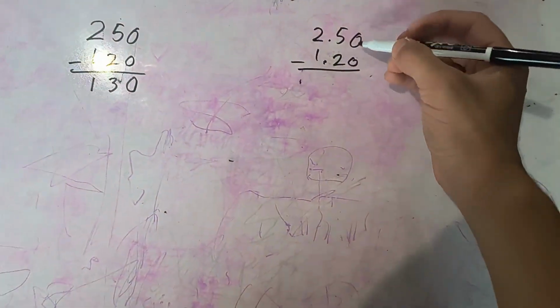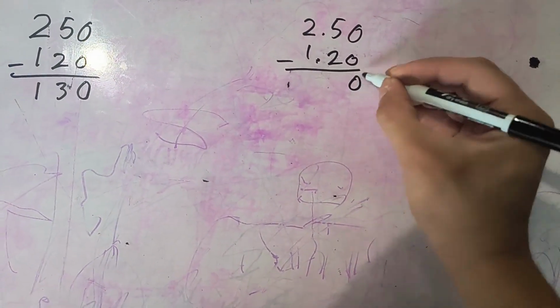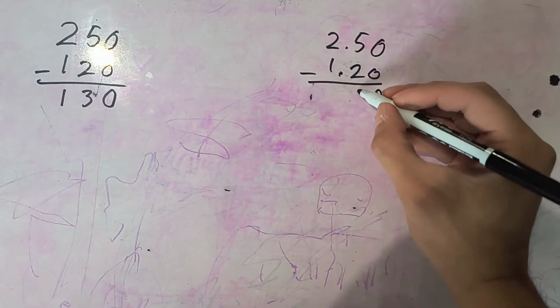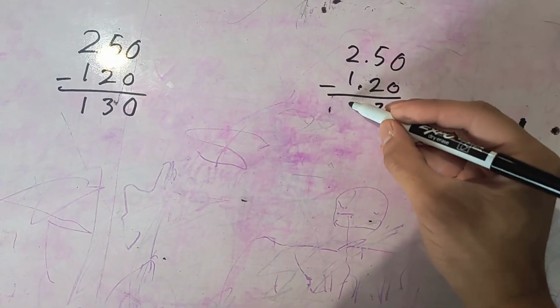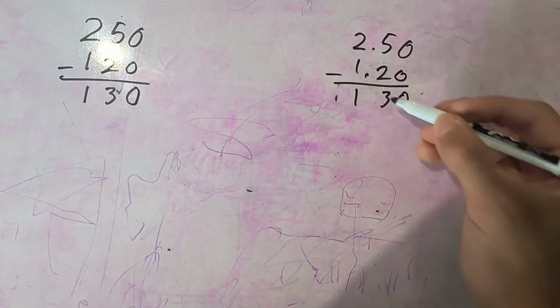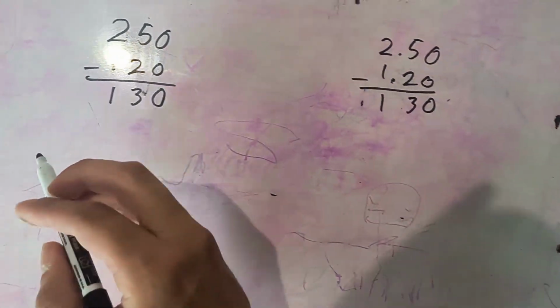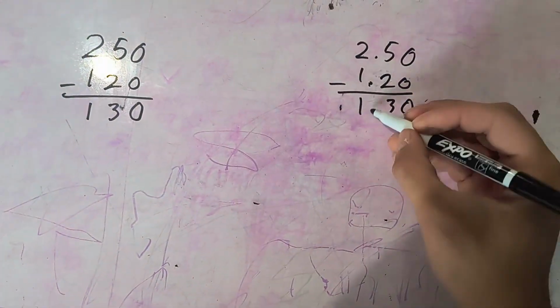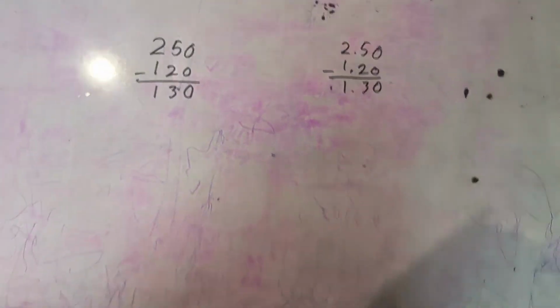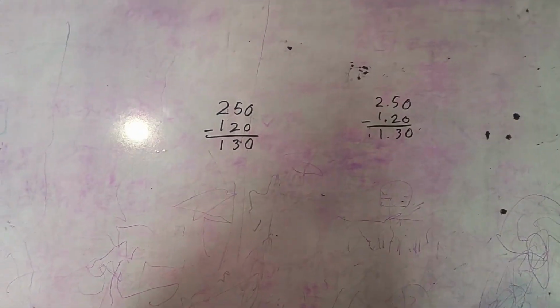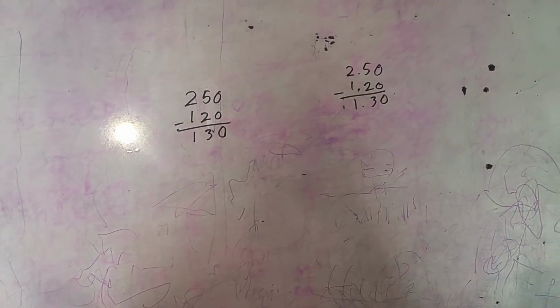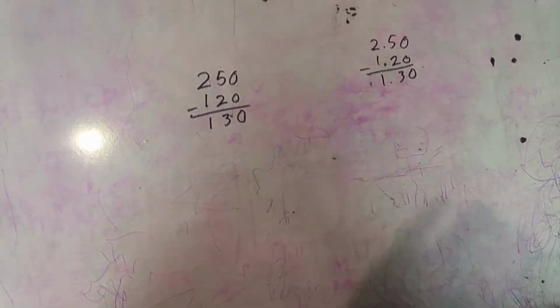The process would just be 0 minus 0, 5 minus 2, and 2 minus 1. And that would be this. The only difference is that instead of, say, calling it 130, we have to add this decimal point right there to say $1.30. That's it. That's exactly how you do it.